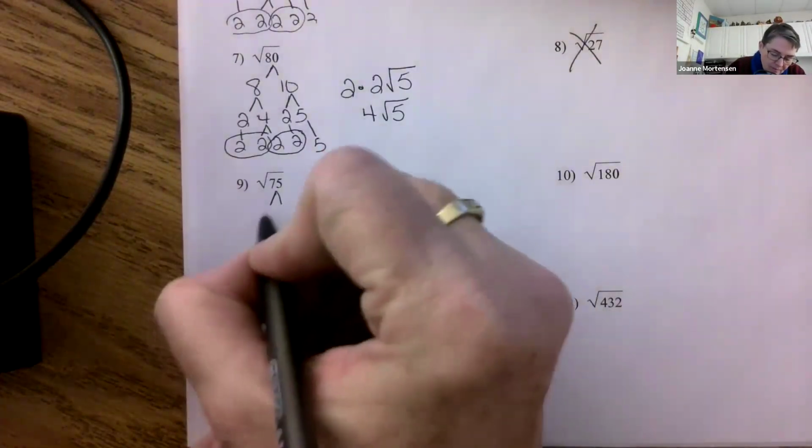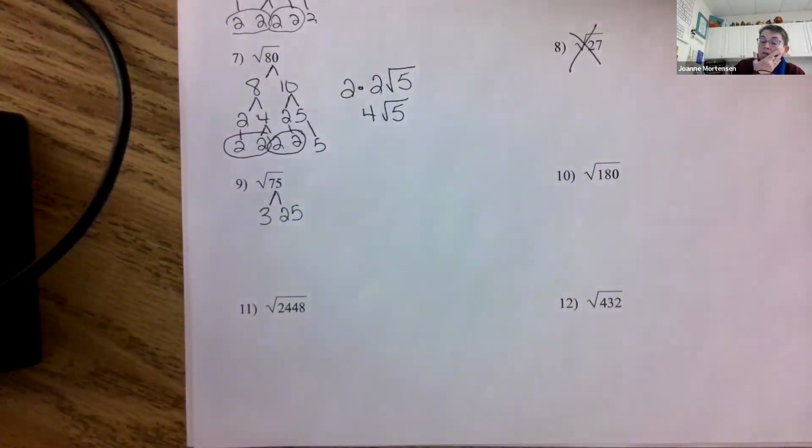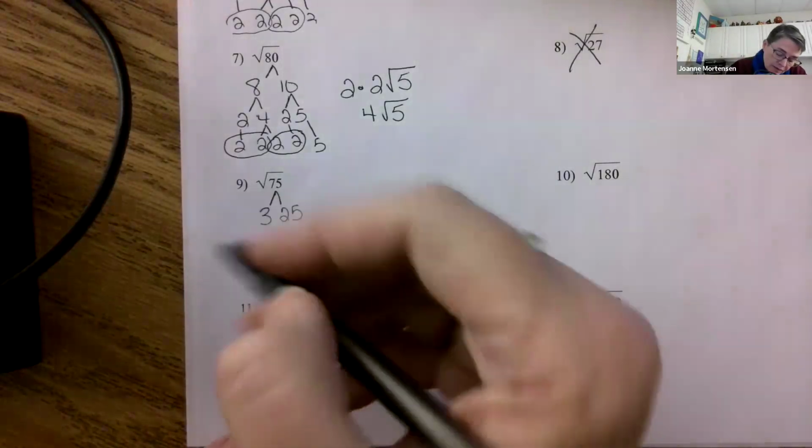Excuse me. So this is 3 times 25. Right. You could also do 5 times 15, but my brain thinks in terms of money. 3/4 is 75 cents.